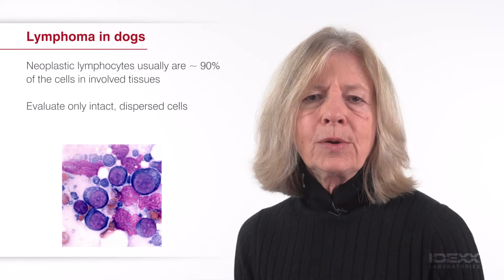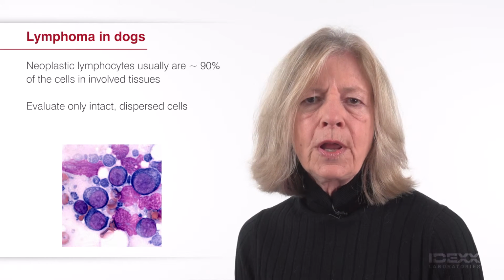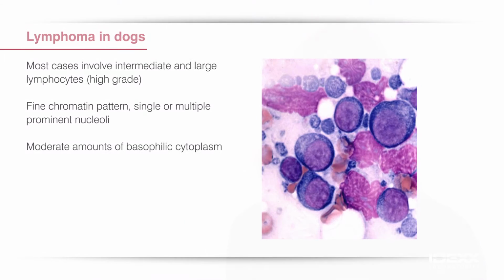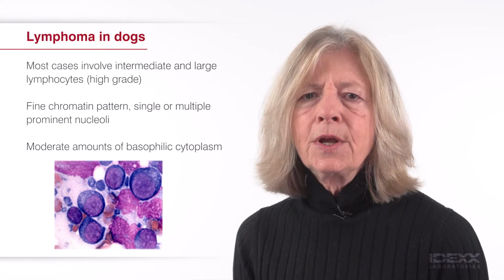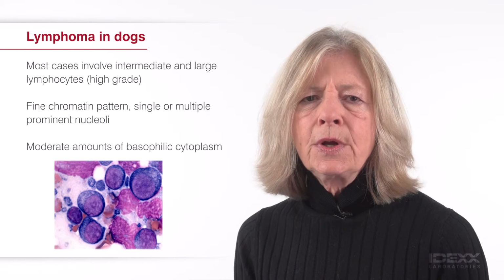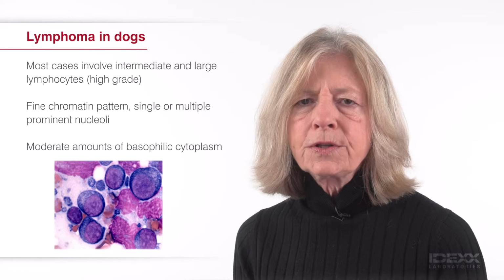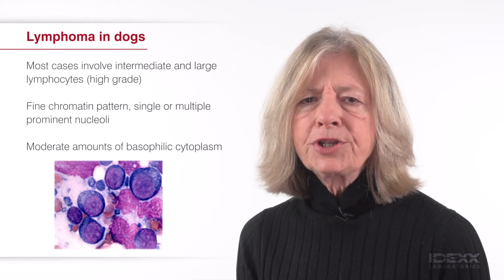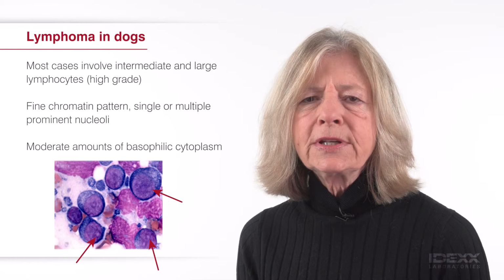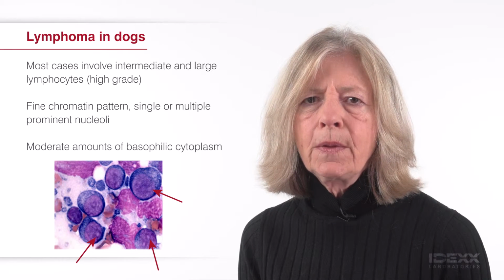Aspirates of popliteal and prescapular lymph nodes are preferred because mandibular lymph nodes often may appear hyperplastic. Although cytologic classification of lymphoma is not as reliable as histologic classification, it may be sufficient to recognize common cell types. Most dogs have high-grade tumors, which usually involve intermediate to large lymphocytes with basophilic cytoplasm and round to irregularly shaped nuclei with fine chromatin and single or multiple nucleoli.